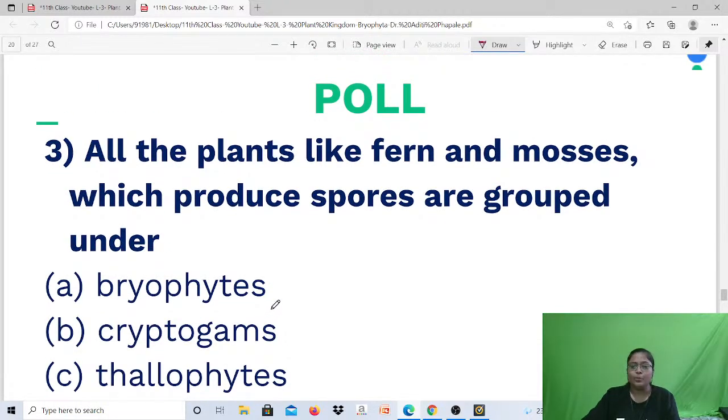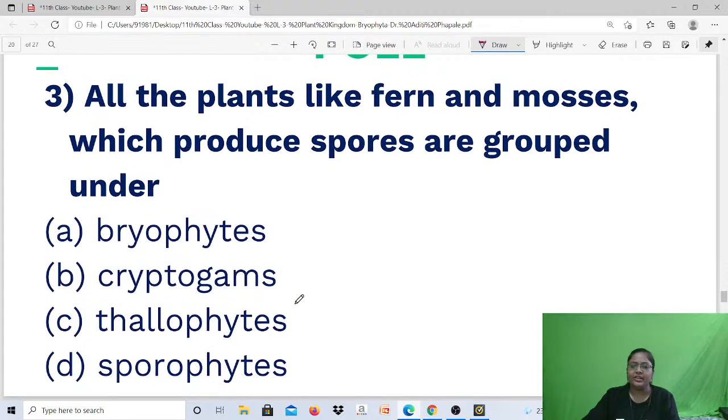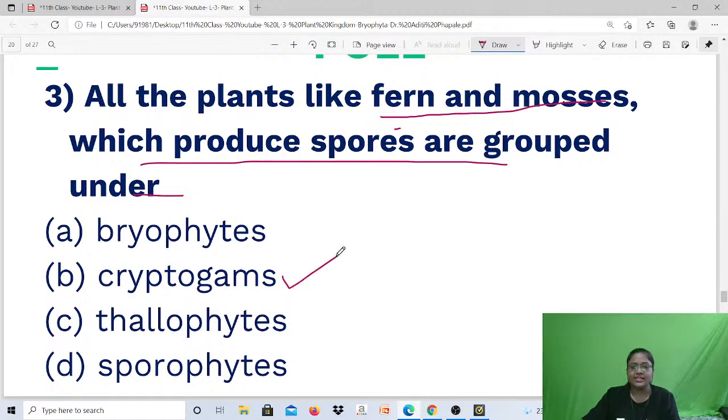All the plants like fern and mosses which produce spores are grouped under dash: bryophytes, cryptogams, thallophytes, or sporophytes. The answer is cryptogams. All the plants like fern and mosses which produce spores are grouped under cryptogams.